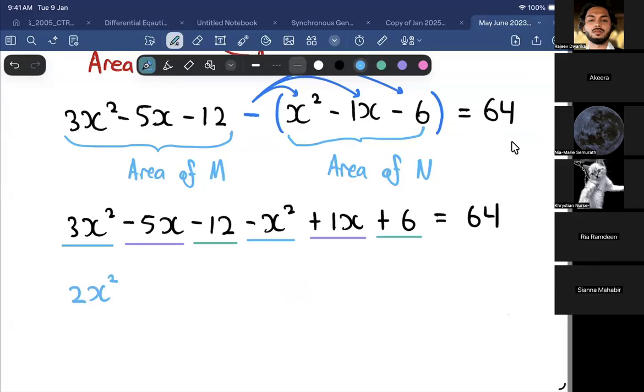Somebody work out minus 5x plus 1x. What is minus 5x plus 1x? Minus 6x. Nah. So you have negative 5x plus 1x. No, sir. I thought it was still negative 1x. My bad. It's negative 4x. Yes. And what is minus 12 plus 6? Negative 6. Negative 6. And that will be equal to 64.